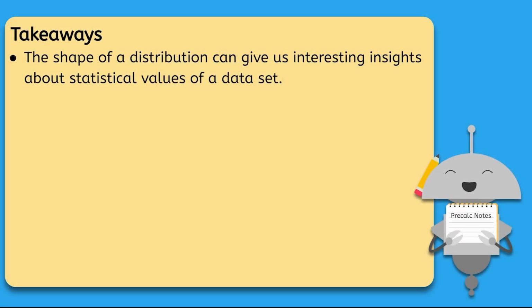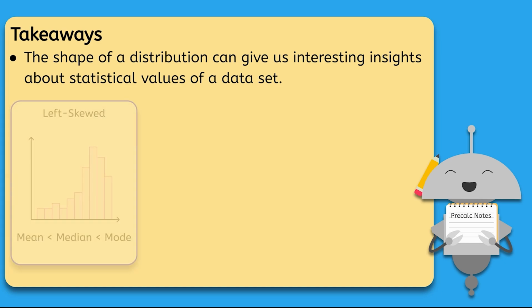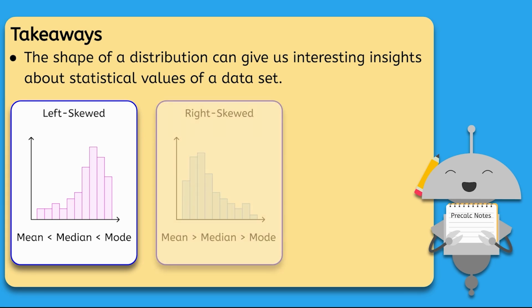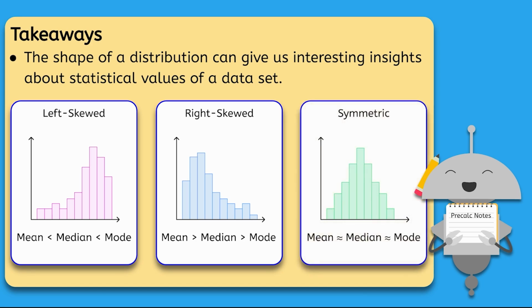Today you learned that the shape of a distribution can give us interesting insights about statistical values of a dataset. A left-skewed distribution has a long tail to the left, which typically means the average is lower than the median and mode. A right-skewed distribution has a long tail to the right, which typically means the average is higher than the median and mode. Finally, a symmetric distribution will typically have equal or close to equal values for all 3 measures of central tendency.